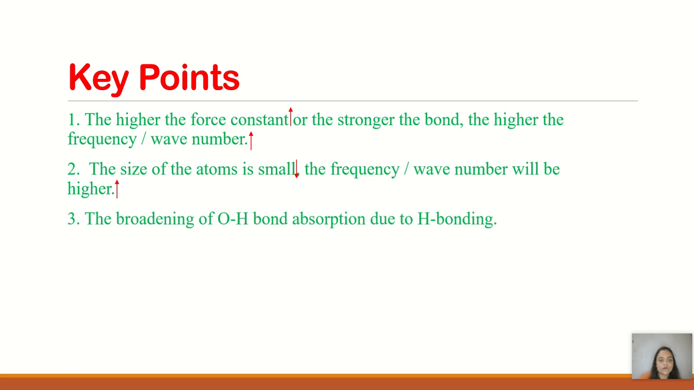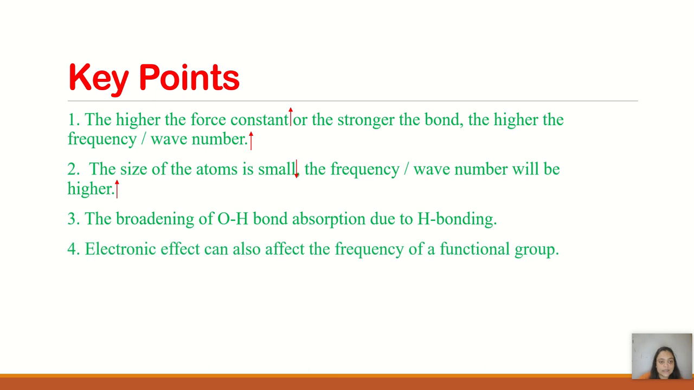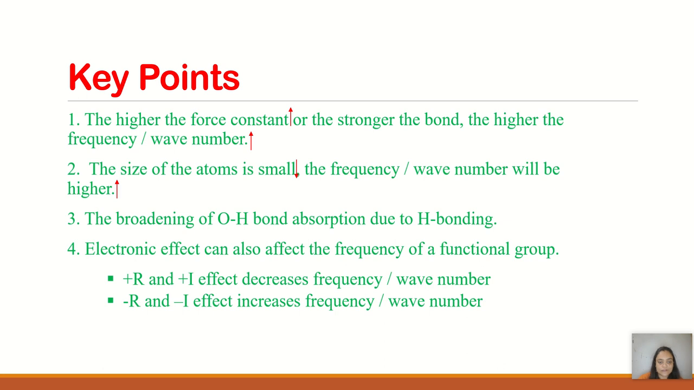Third key point, the broadening of the OH bond absorption due to hydrogen bonding. Here the OH bond absorption is broad due to hydrogen bonding. Fourth, electronic effect can also affect the frequency of a functional group. Electronic effects in terms of resonance and inductive, that is the plus R and plus I effect, decrease the frequency or wave number. We have to remember that if there is a plus R and plus I effect, it decreases the frequency. If we have a minus R and minus I effect, it increases the frequency. That thing we have to remember.